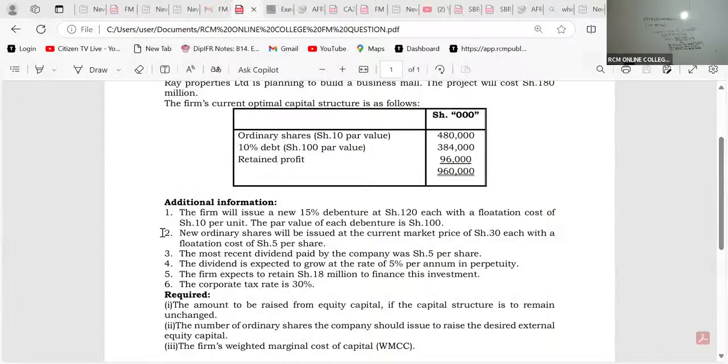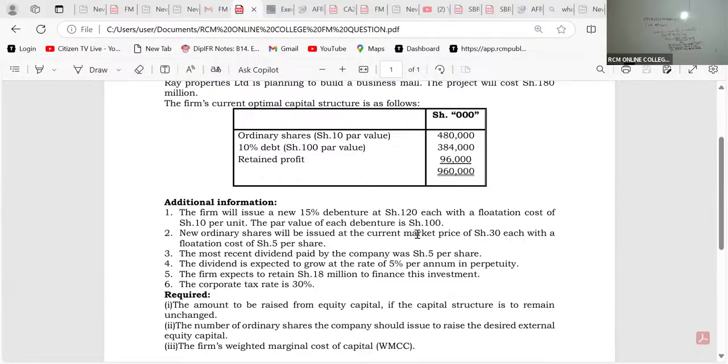So, ladies and gentlemen, what do we have here? We are told in note number 2, the new ordinary shares will be issued at the current market price of 30. So that 30 stands for what? Is it DO or PO? It's a market price. So that is PO.